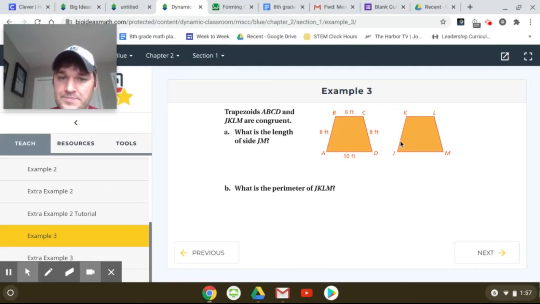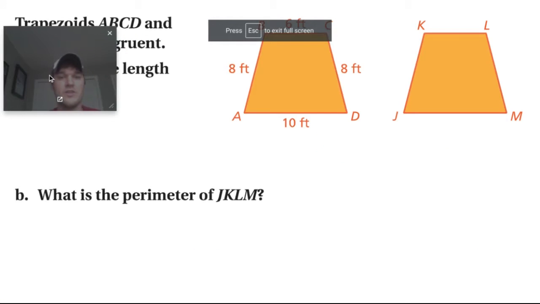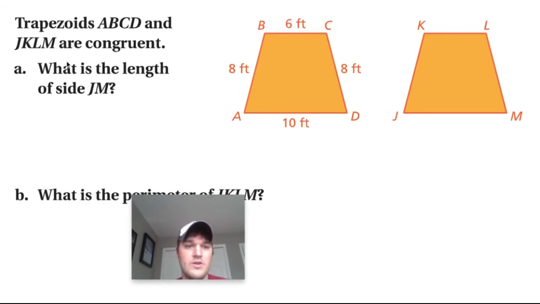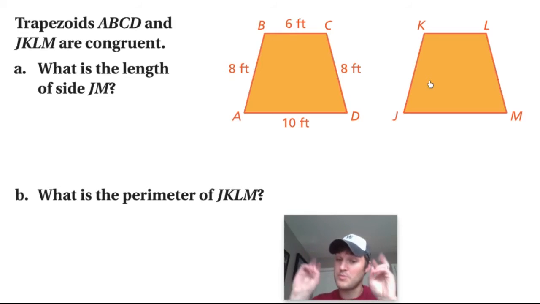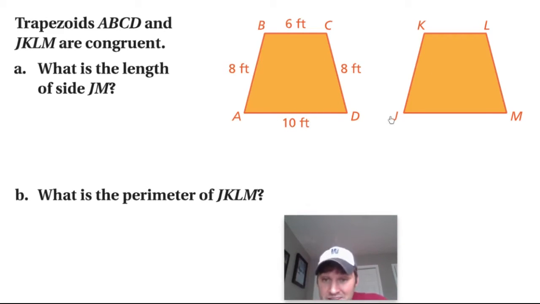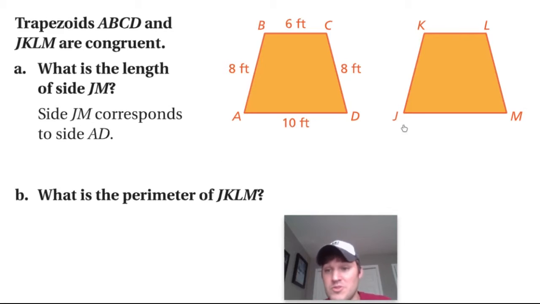Okay, moving on. Almost done. Example 3. Another chance for us to test ourselves here. What is the length of side JM? So this is a chance where we can use the fact that two shapes are congruent to find missing values of a shape that we might not know what its values are right away. So what is the side length of JM? Well, hey, there's nothing here. It doesn't tell us what JM is. But since these two shapes are congruent, I know that their corresponding parts are exactly the same. AD and JM are corresponding. So JM must be 10.